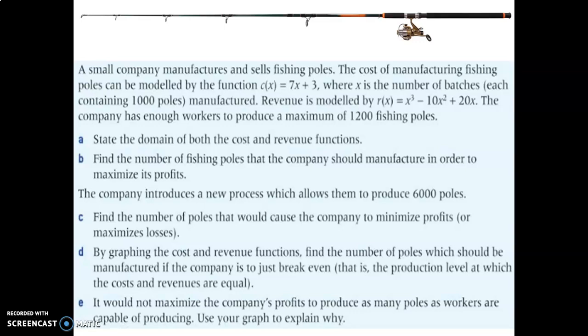Read this problem and see if you can figure out a number of workers that the company needs in order to produce a maximum 1,200 fishing poles. All right, so revenue is given here, we're given costs here, and we're trying to maximize profit. So take a look at this and let's solve it step by step.